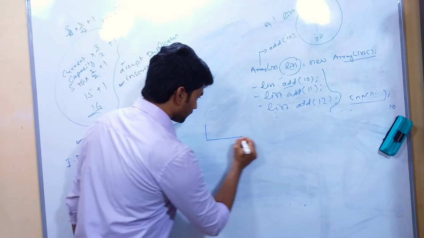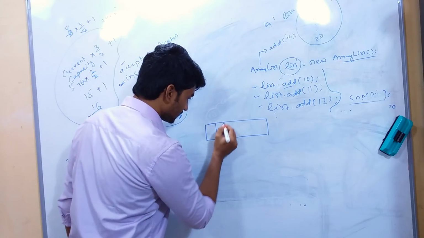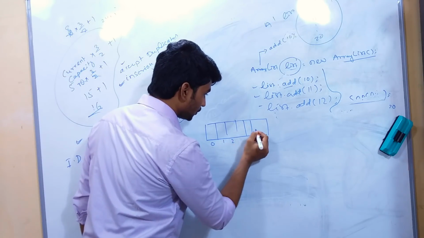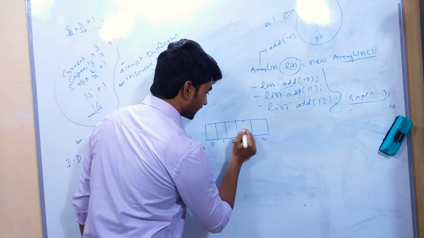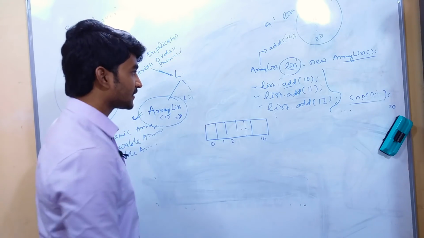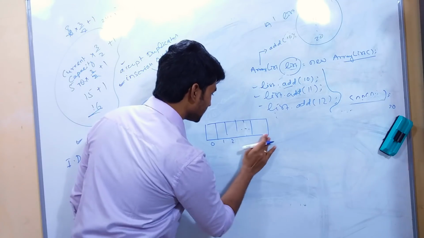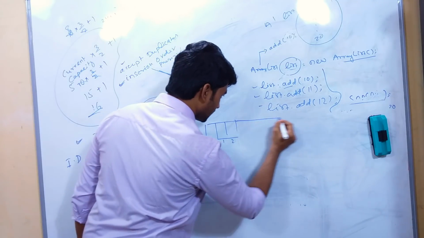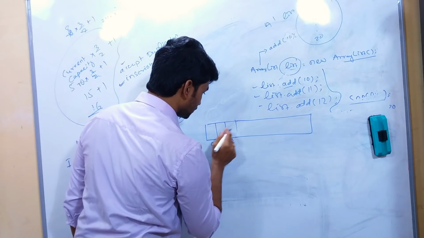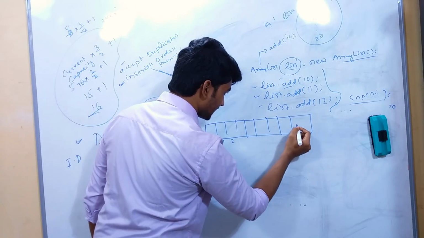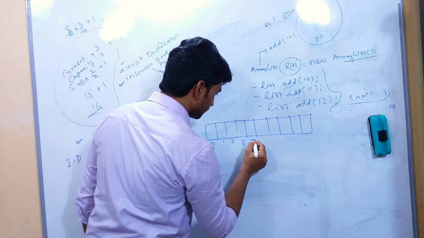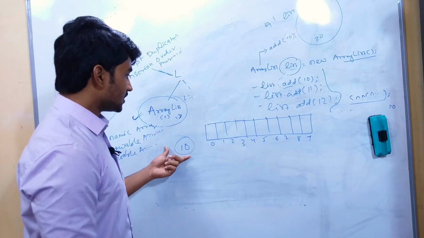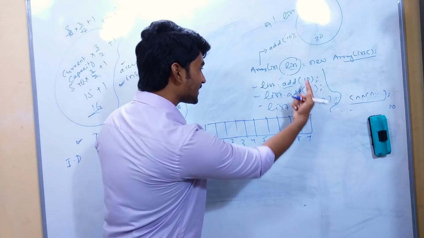An array has been created. This is the default constructor with the size 10, 0, 1, 2 up to 9. Let me draw the diagram for your better understanding. 0 to 9 is 10, the default capacity. Right now I'm inserting 10, and the 10 comes here.